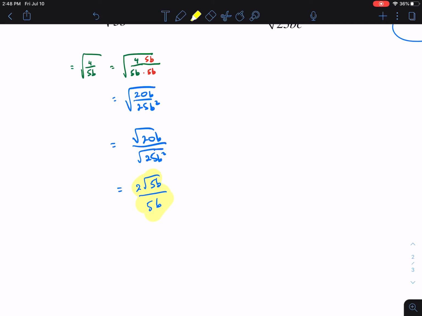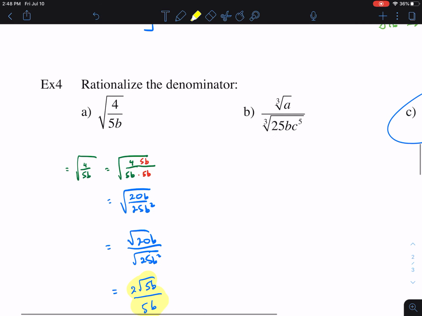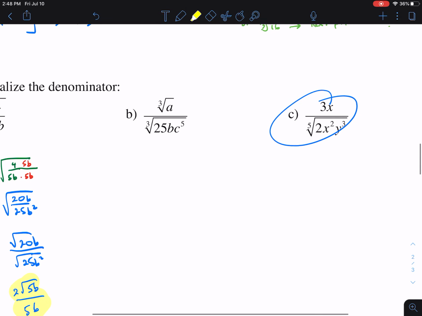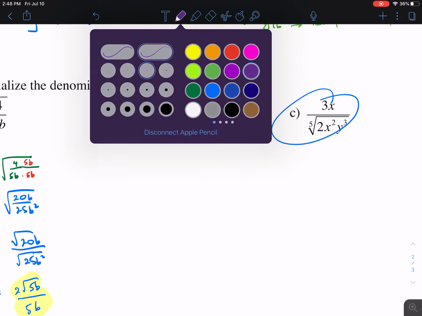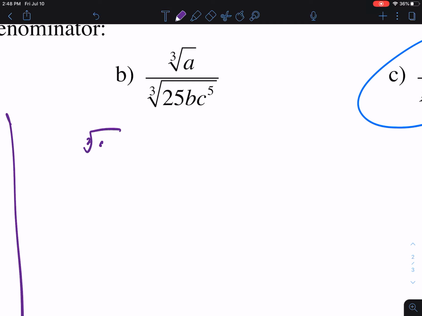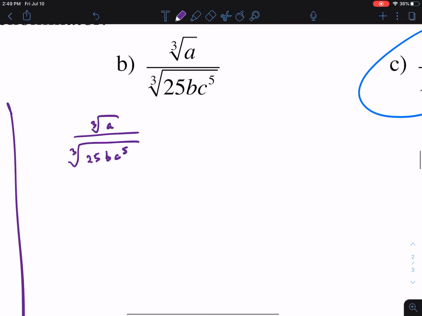Okay. So instead of splitting the radical like this, you can actually times it inside the radical, and then work your way around that and get the answer as well, right? So let's do one more. In this case here, we have a cube root of a over cube root of 25 b c to the 5th. Again, our goal is to make the cube root radical go away.